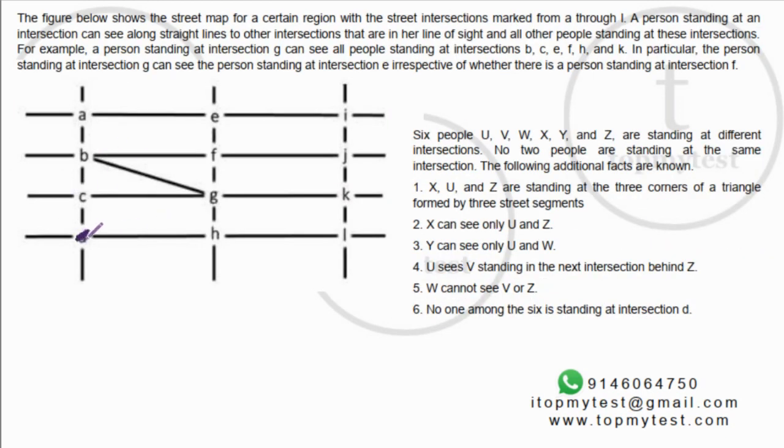So there is nobody standing at D. Okay, so that is out. So U, V, W, X, Y, Z, these are 6 people.